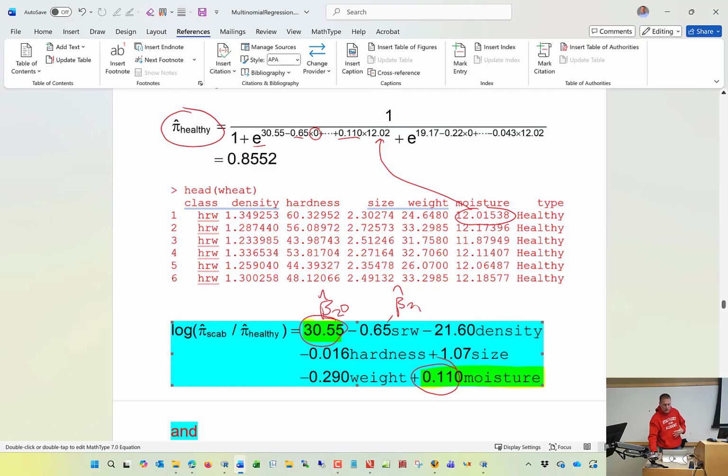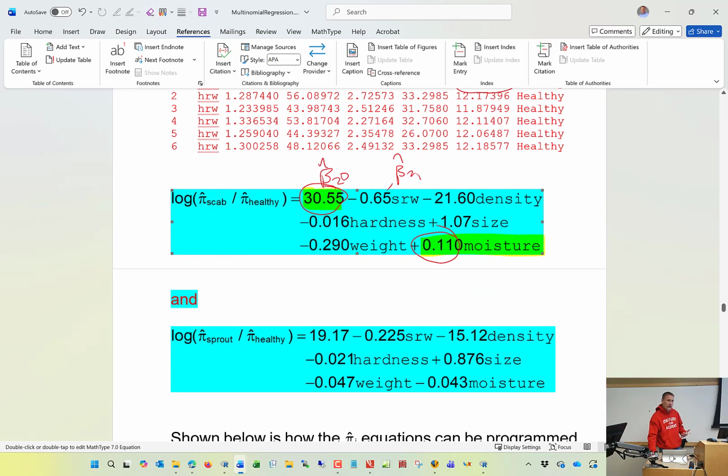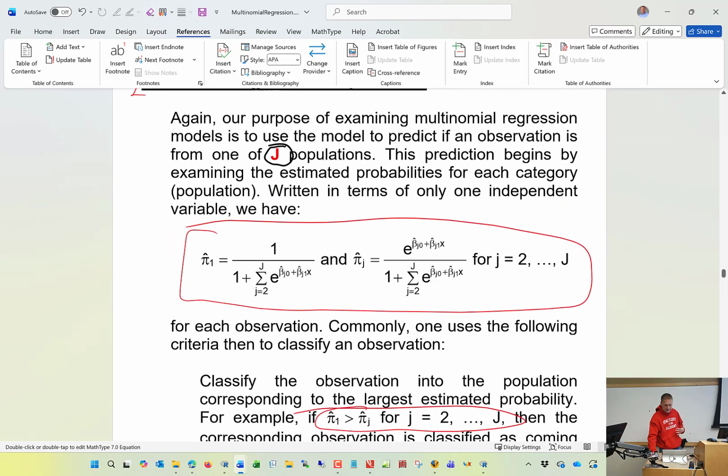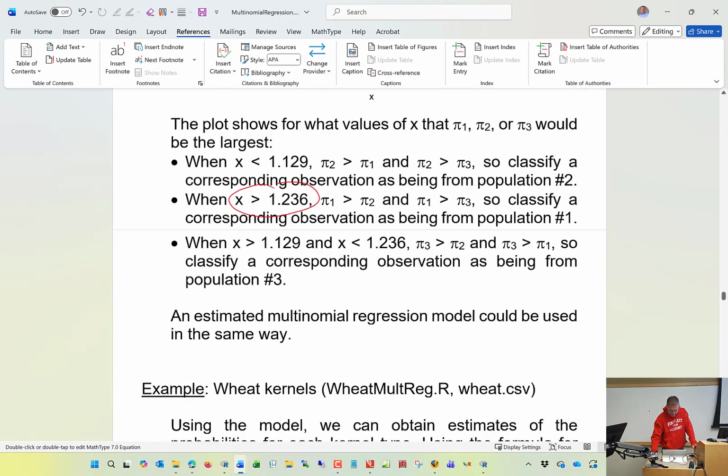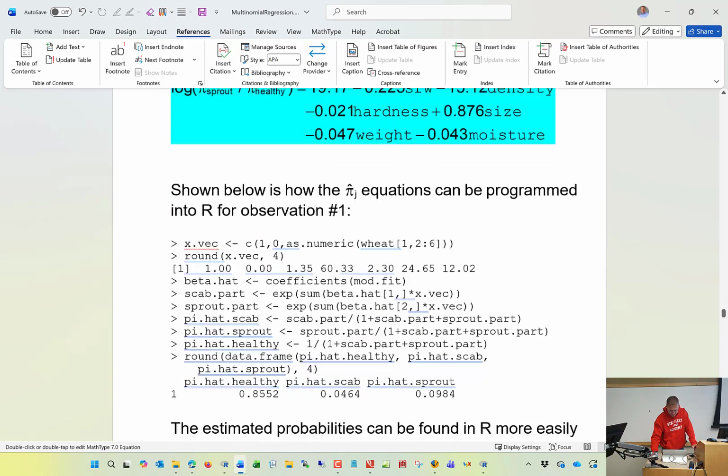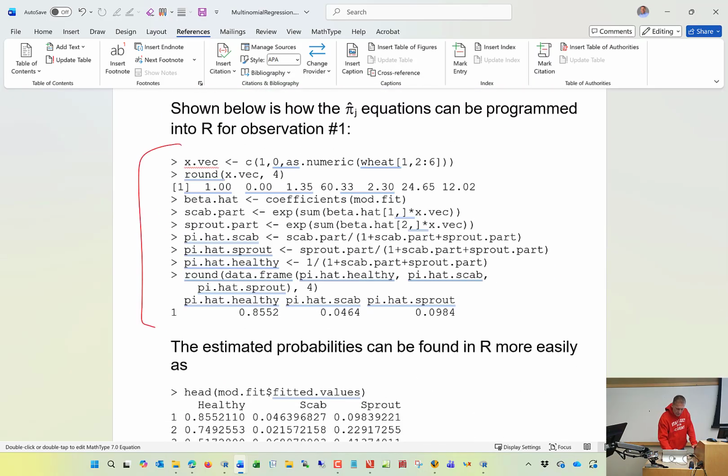I also then do a similar thing for the sprout and healthy part. And again, this all comes from this equation right here, although I only wrote that equation in terms of one explanatory variable. If one wanted to, one could actually program these equations into R. Don't worry about it on the semester. It's not going to be on the final. But there it is for your reference.